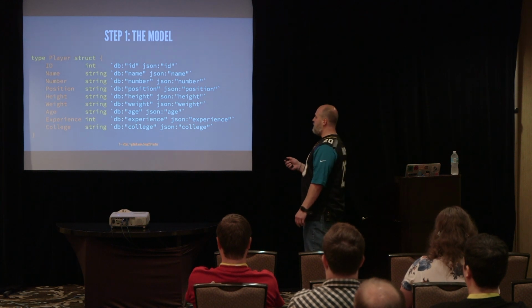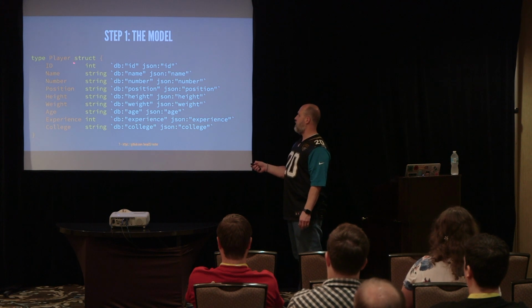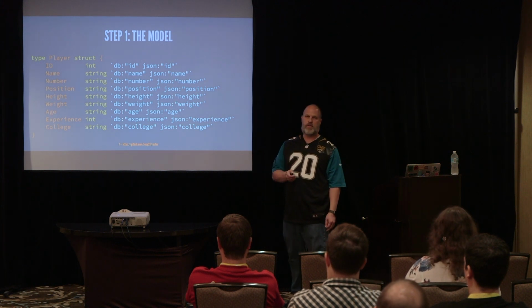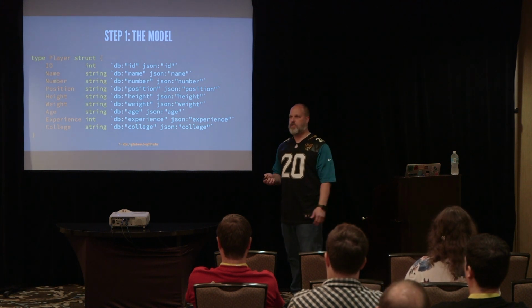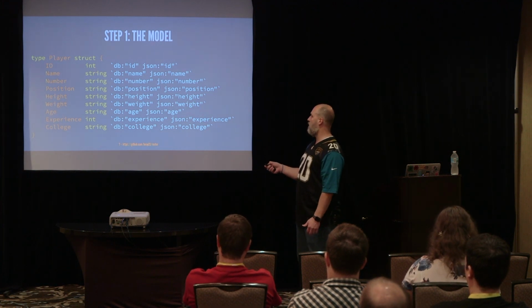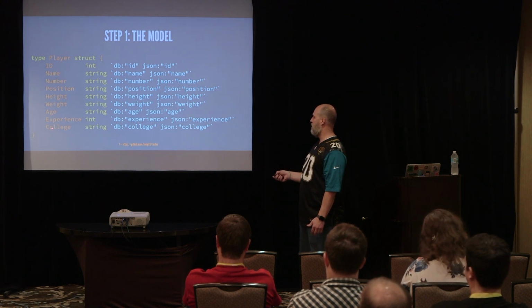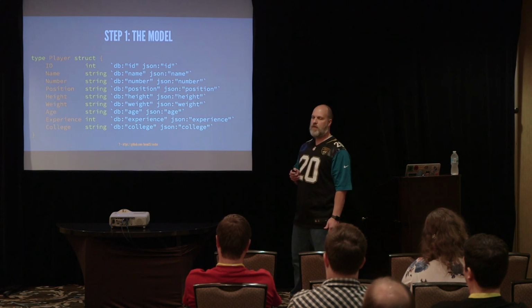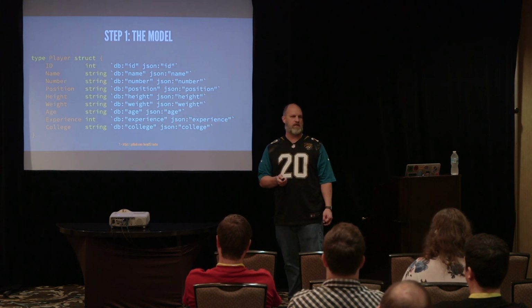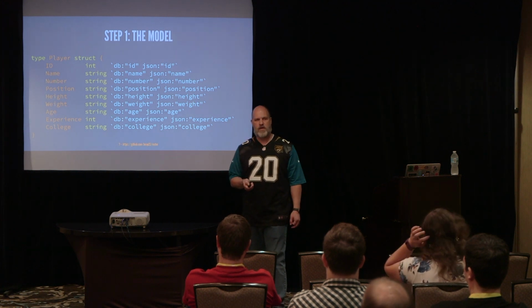So our model, this is Go code. Go is based around structs. You do not have classes, but you do have structs. If you're familiar with C structs, you have data. We've created a data type called player, and it's a struct that has these fields. They're all capitalized because they're public. In Go, things that have an initial capital letter are public. Things that have an initial lowercase letter are private.